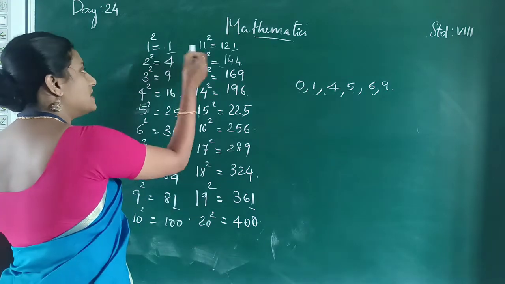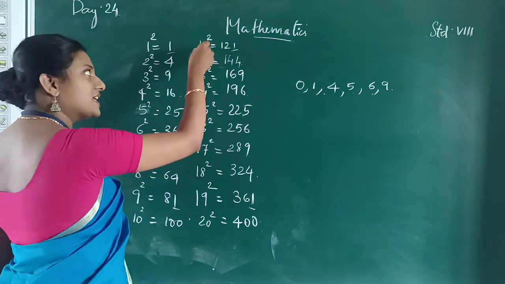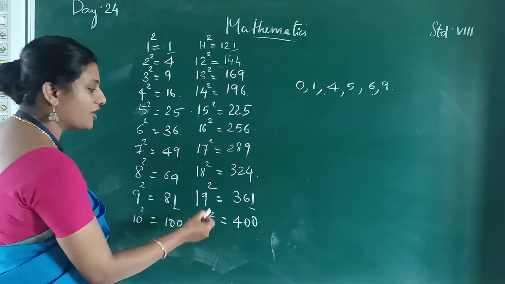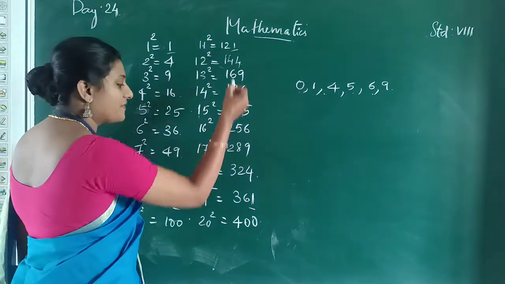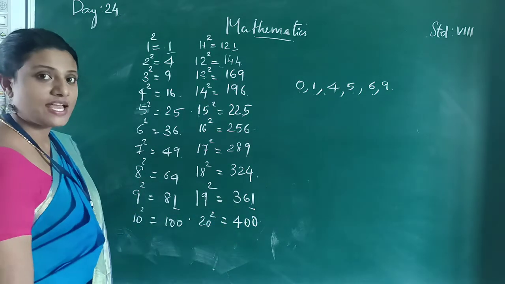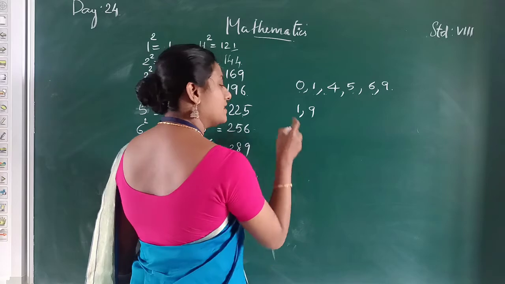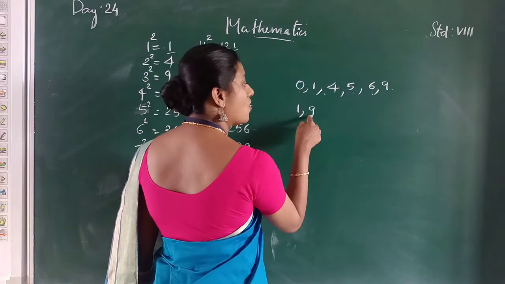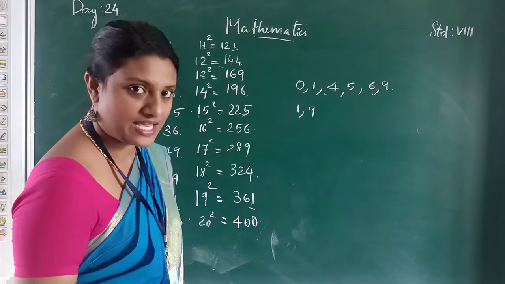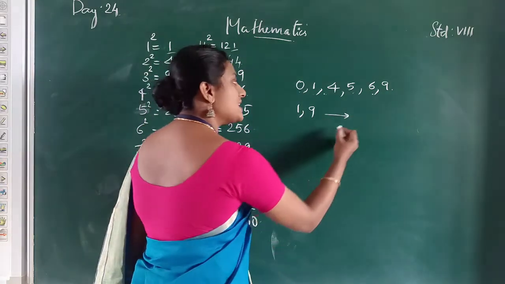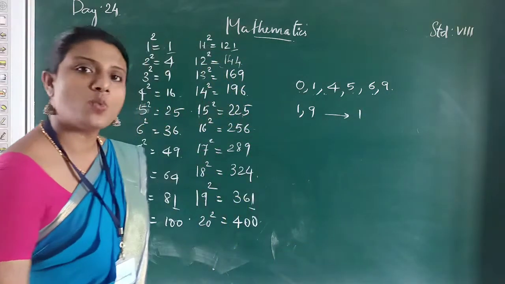So if the ones place of the number we take the square of is 1 or 9, the perfect square will end in the digit 1. So the numbers with 1 or 9 in the ones place, if we take the square of those numbers, it ends in the number 1.